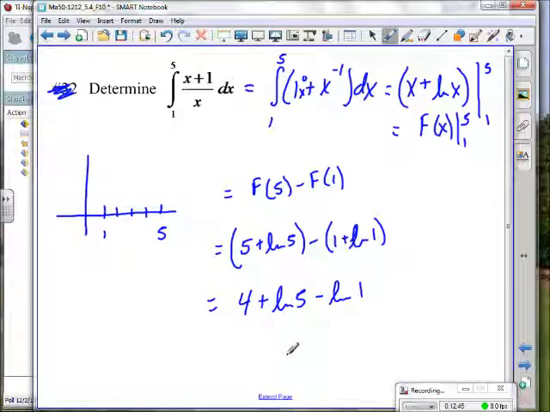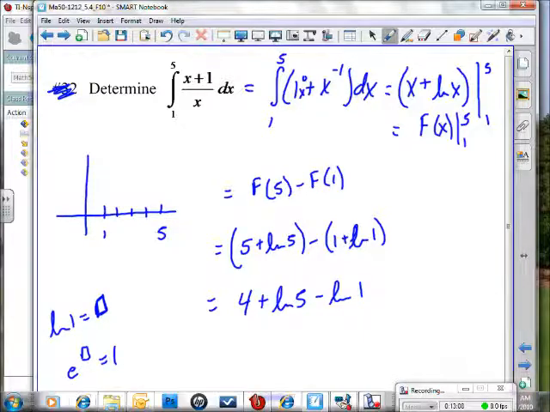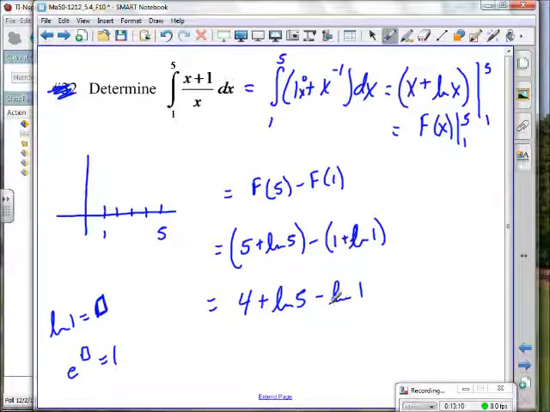But what do you know about the natural log of 1? It's 1? Okay, let's just check that out. Natural log of 1 has some value. Okay, that's an exponent on what base? What's the base of the natural log? e. Okay, e to what power is 1? 0. Okay, so this just cancels out to be 0, so our answer is 4 plus the natural log of 5.